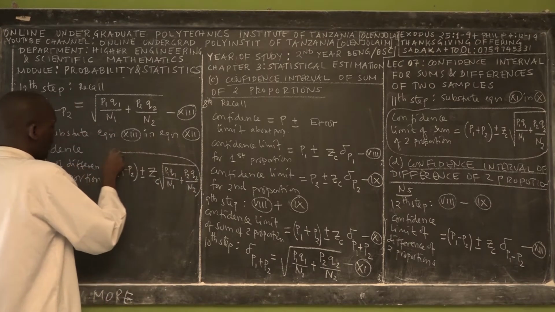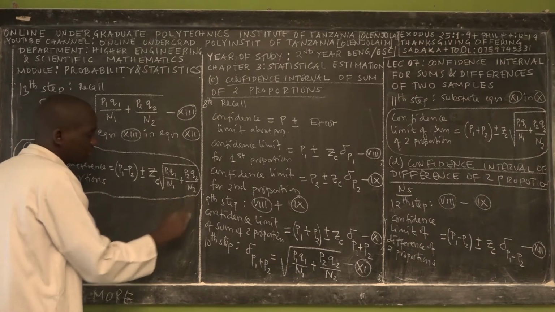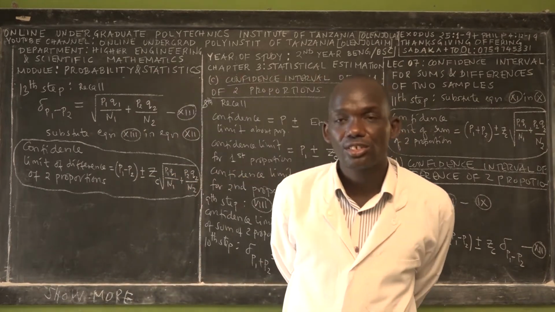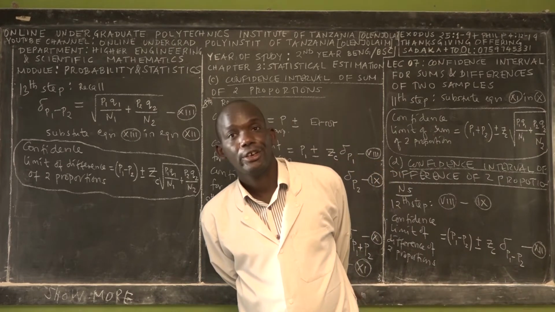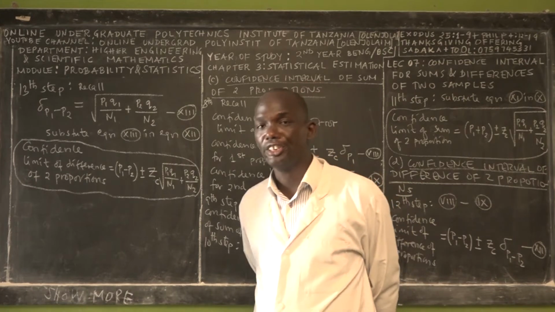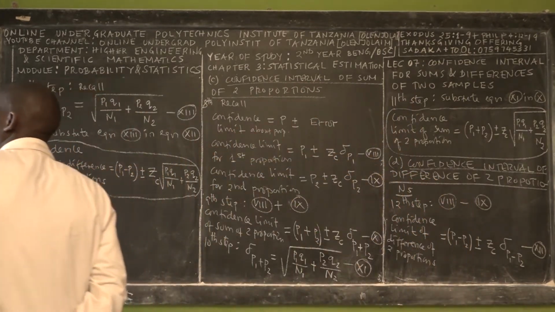This is a very important formula. So regardless whether you are dealing with standard deviations of sum or differences, it's the same in sampling distributions of mean and also in finding proportion. Okay? So remember that.